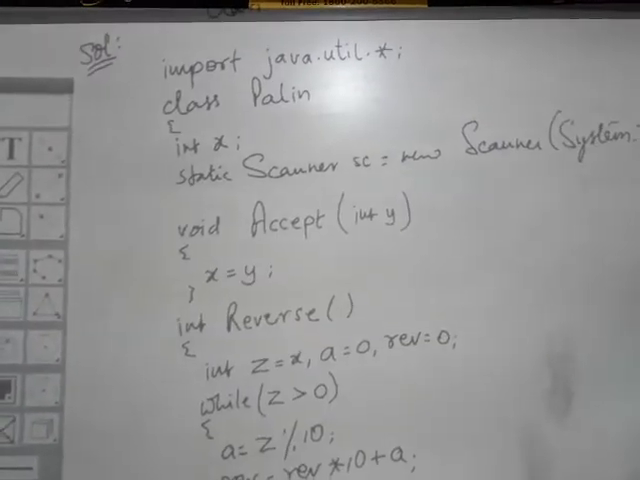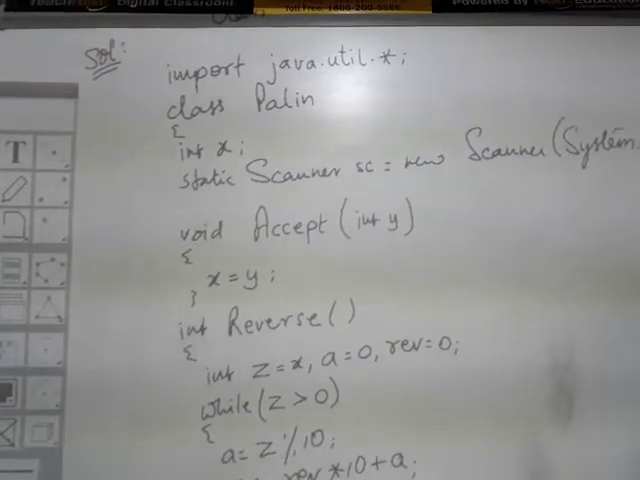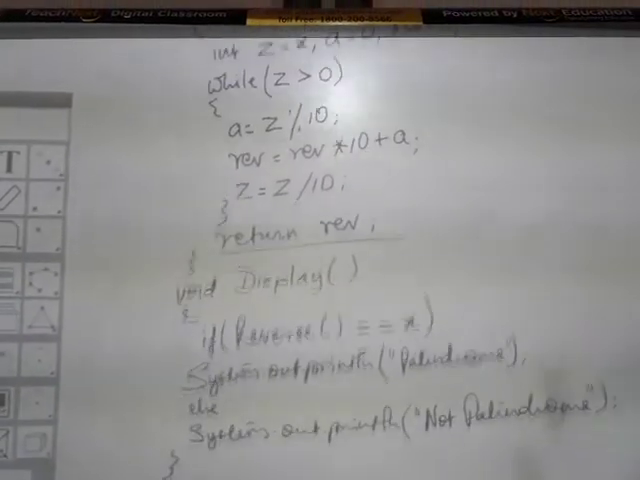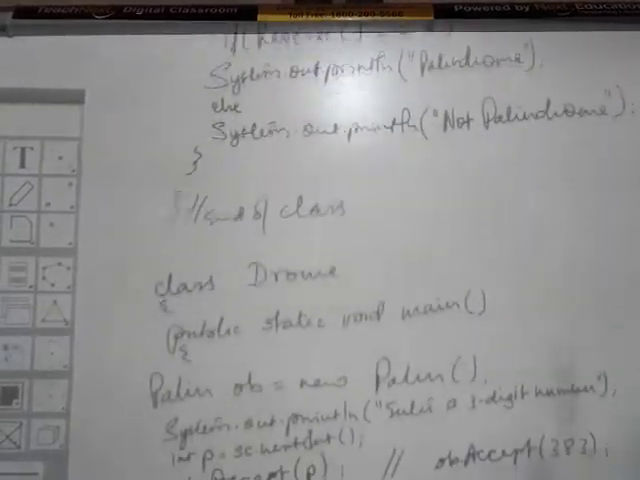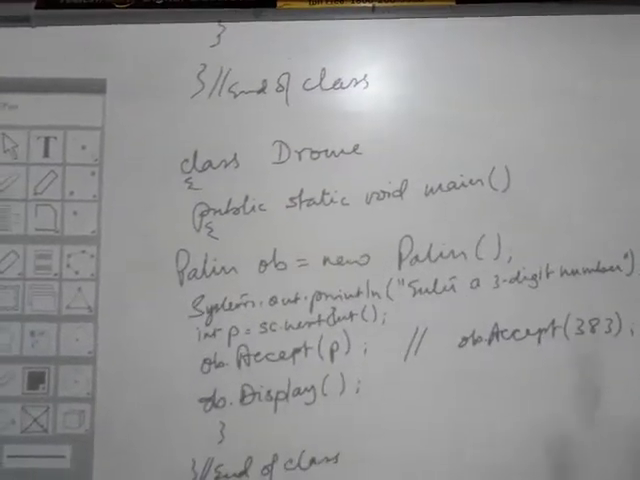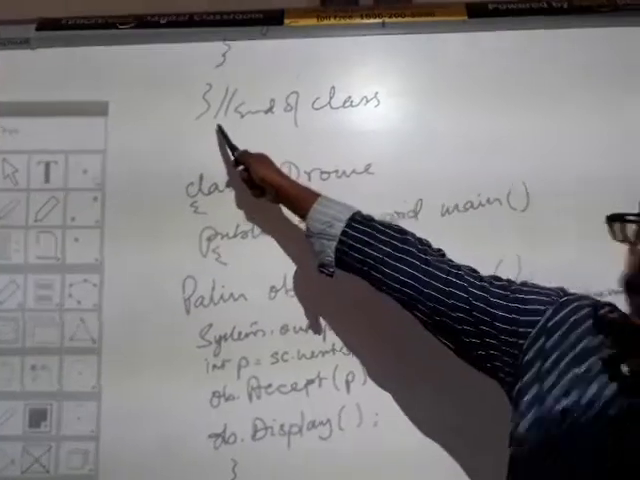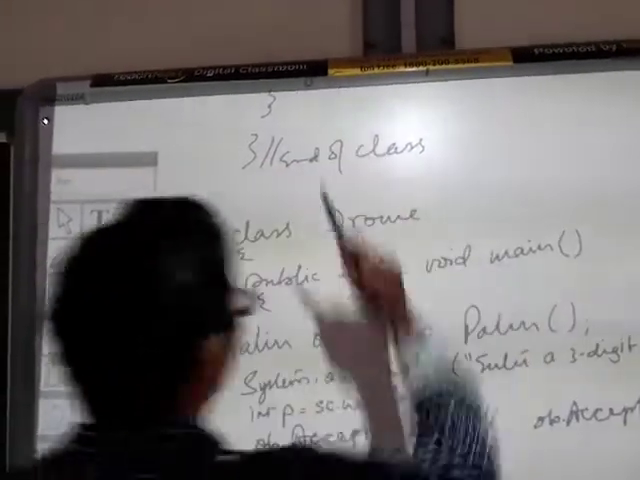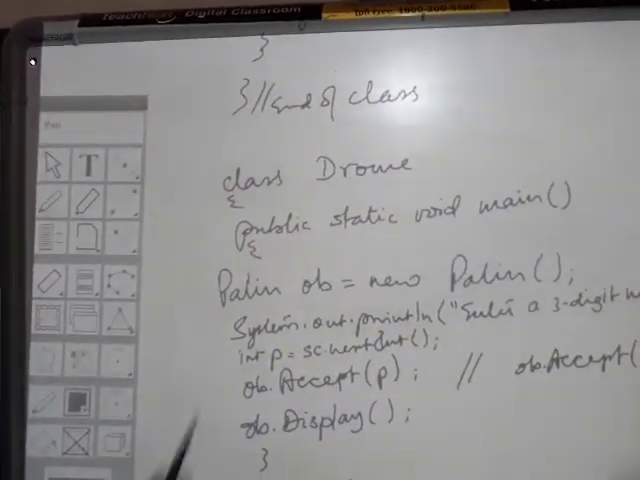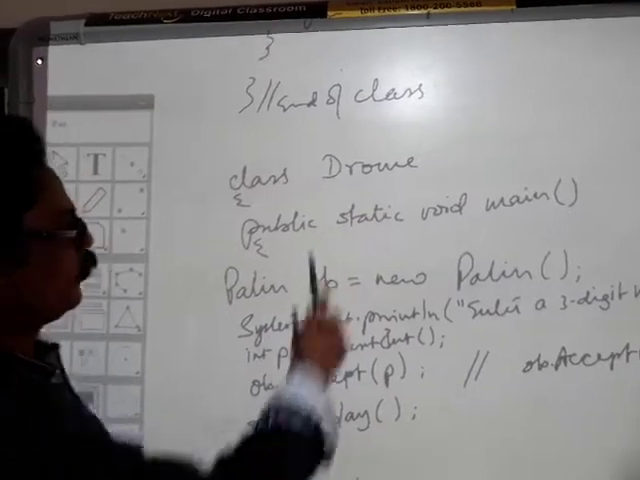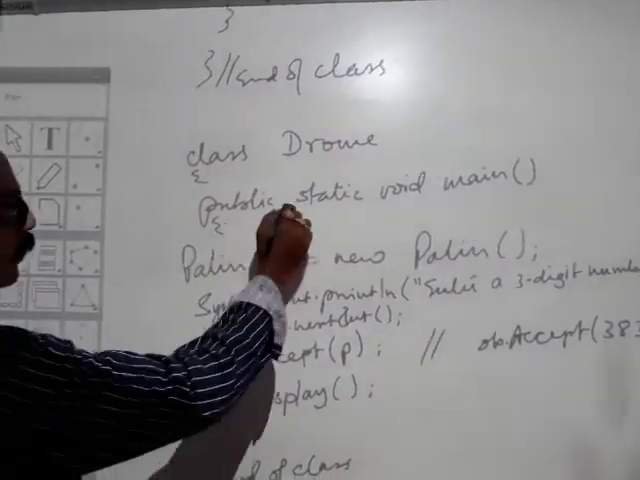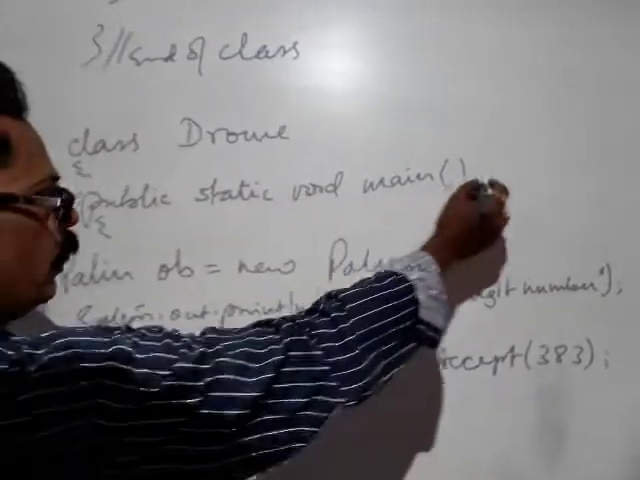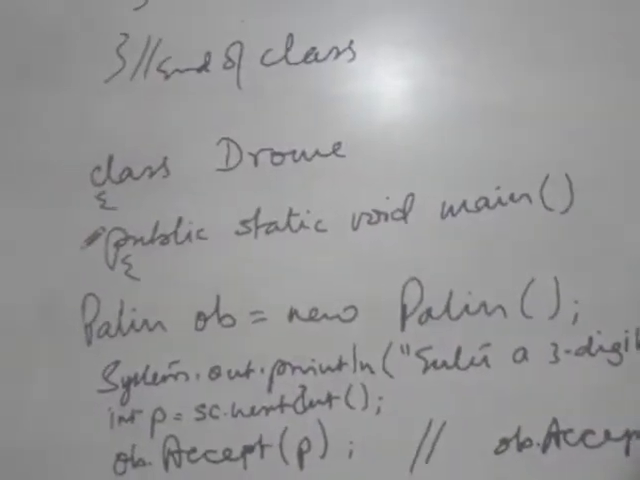Now how to invoke these functions. When you are invoking these functions, you should also know which function is to be invoked. So I have written the class Drone. Before that, you close the class over here. That is the end of the class Palin. Now we have a Drone class. Within the main function, as I have already told you, in the last video I had missed out writing this one. Please do write it on your own.